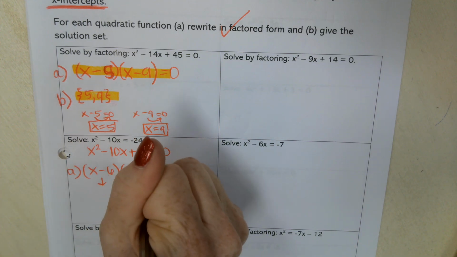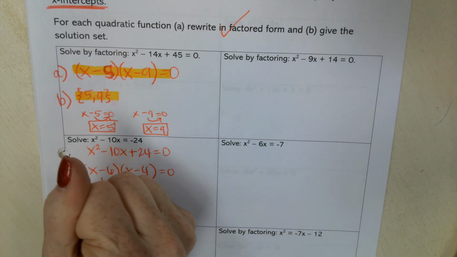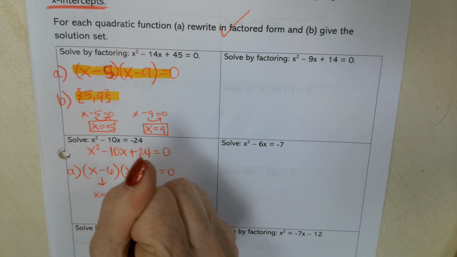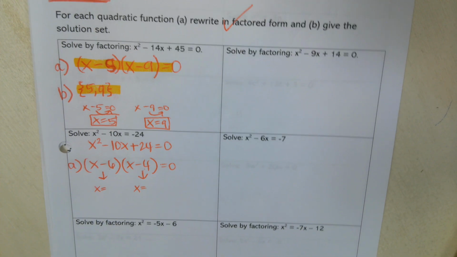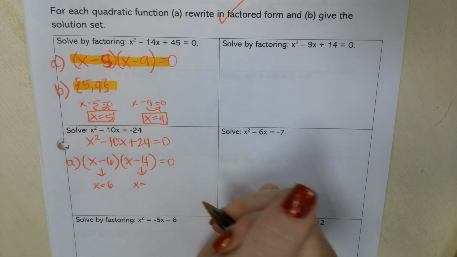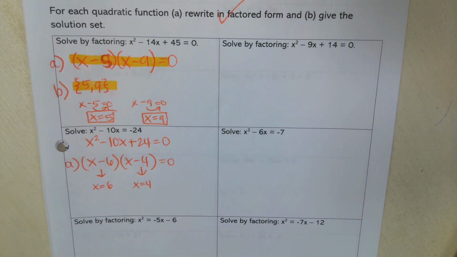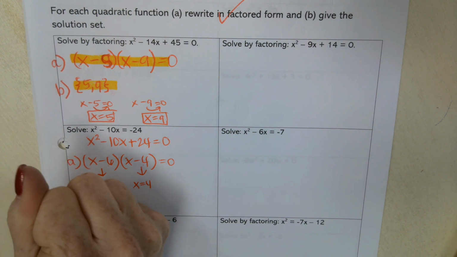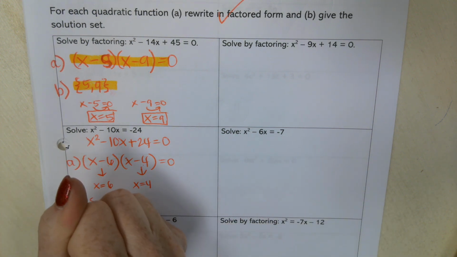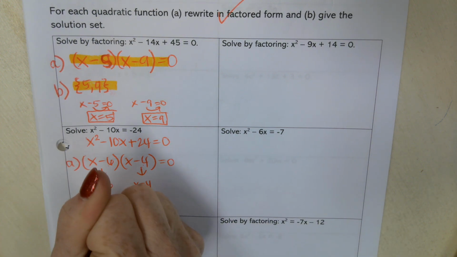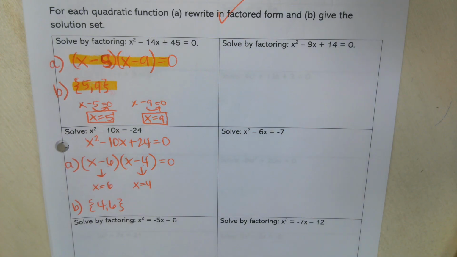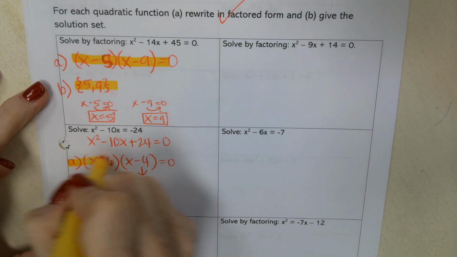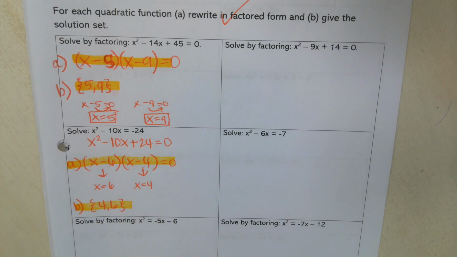Now, my solutions, if you take each one of those and you set them equal to 0 and solve, here you get positive 6, here you get positive 4. So my solution set is the set of 4 and 6. Factored form, solution set.